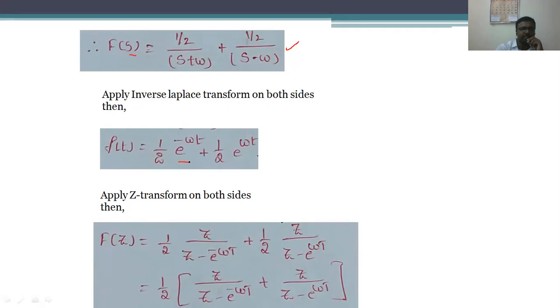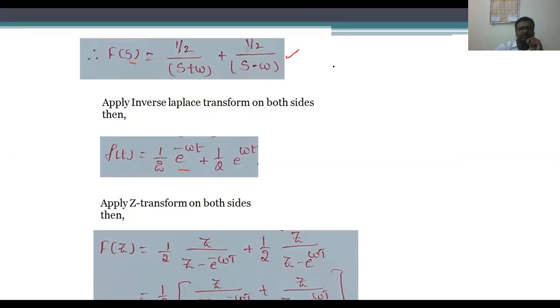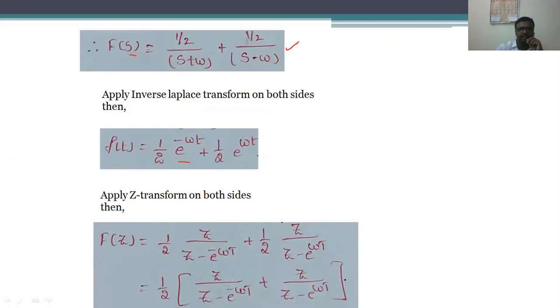So in a similar fashion, we are going to apply the Z transform for this particular equation f of t, so that f of t is going to be converted into F of z, and 1 by 2 is written the same, and e power minus omega t is written as z divided by z minus e power minus omega t, plus 1 by 2 into z divided by z minus e power omega t. Okay, so finally we are going to get the value of F of z. That is the final expression for F of z.